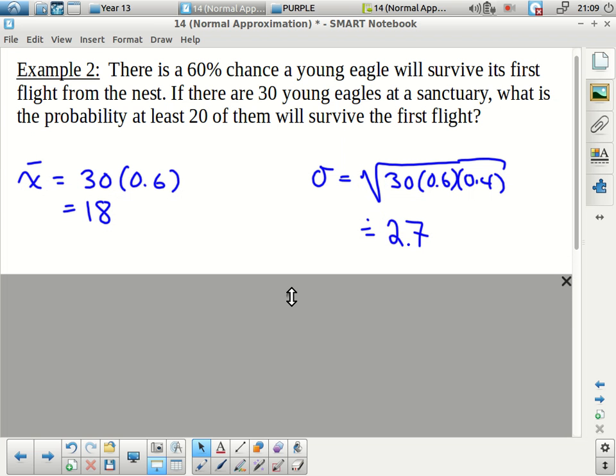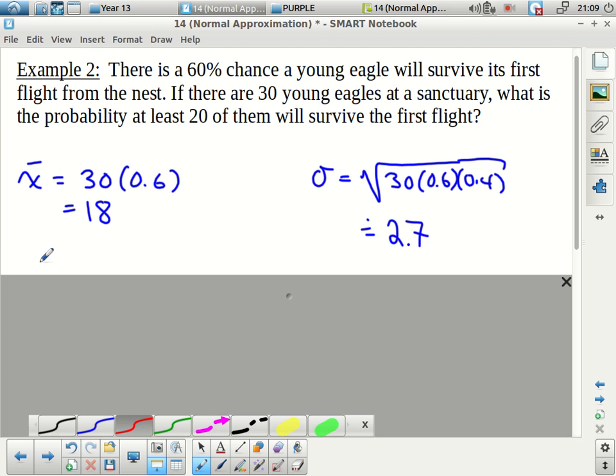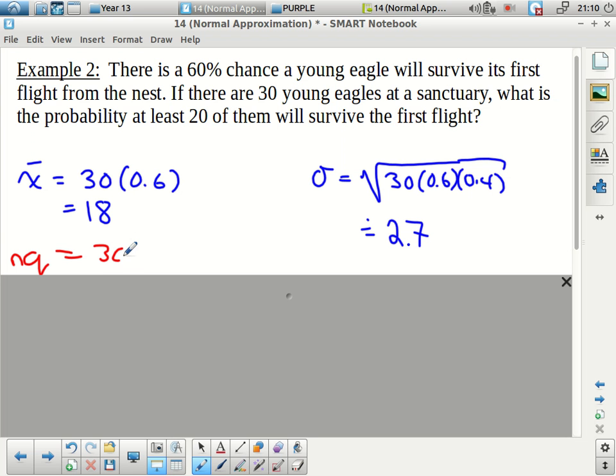Okay, so we're going to start us off the same way. If we're going to compute this using the normal approximation, we're going to need our mean. So 30 times 0.6 is 18. And our standard deviation is going to be 2.7. And just as a side check here, this was n times p, so n times q, or n times the probability of failure, nq, is 30 times 0.4, and that's 12. So both np, 18, and nq, 12, are greater than 5, so the approximation should work reasonably well here.